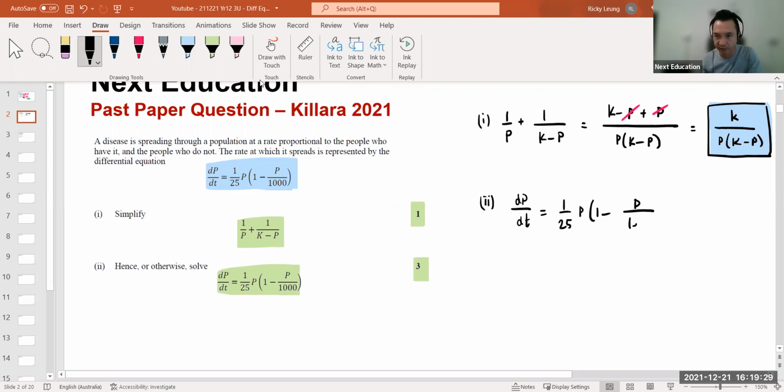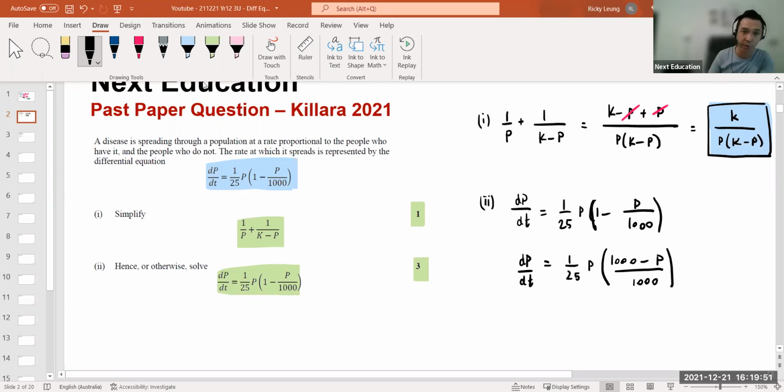Now, I'm not a fan of fractions. The very first thing, I'm going to get rid of that 1,000 there. I'm going to common denominator inside there. So it becomes 1 on 25, p times 1,000 minus p over 1,000. Yeah, now, this is what I'm going to do. So this is dp dt, yeah?